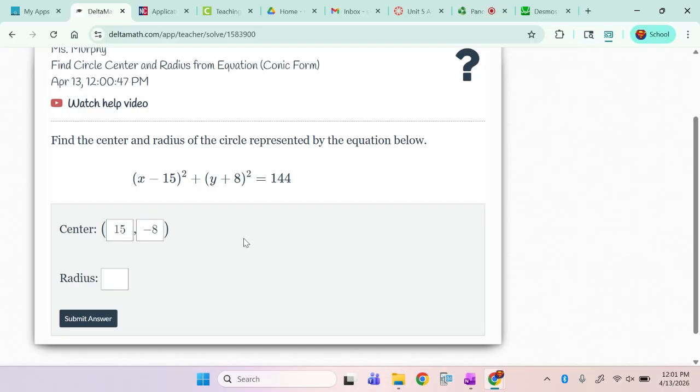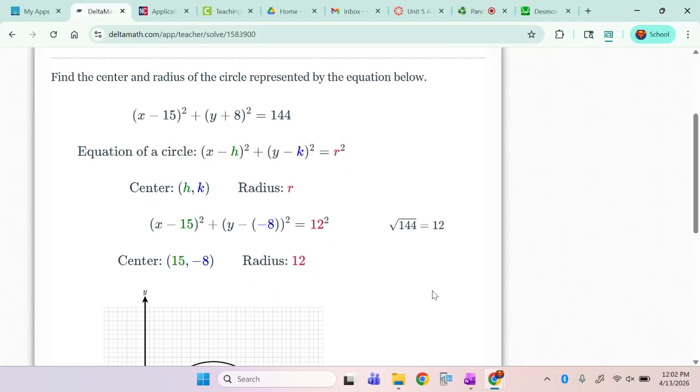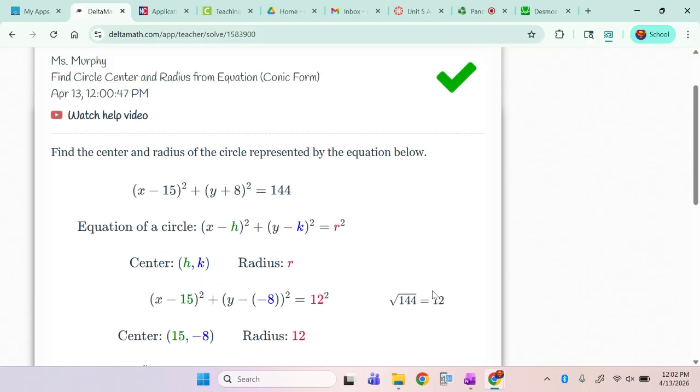Now, what about the radius? 12. How do you know it's 12 and not 144? Because it's squared. Because in the formula it's r squared. So to get the actual radius, you have to square root whatever it's equal to. And that's 12. So your radius is 12. Any questions on identifying that?